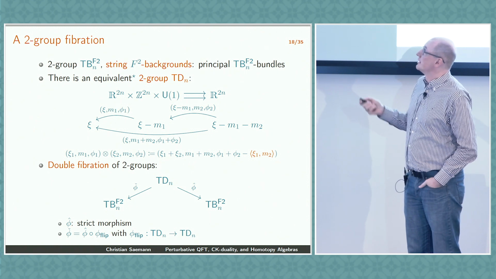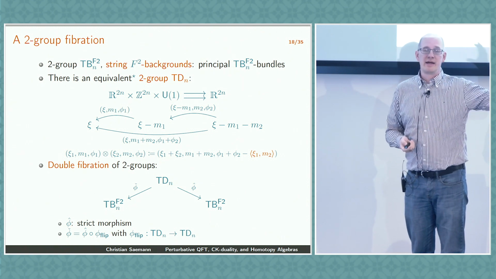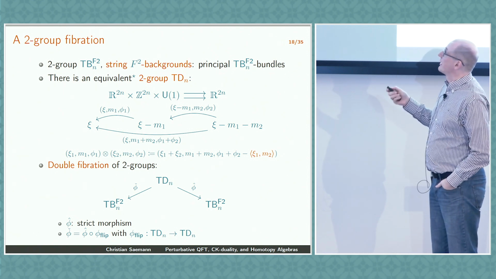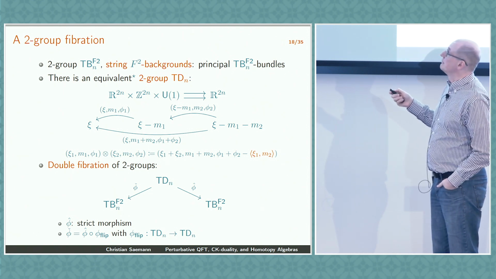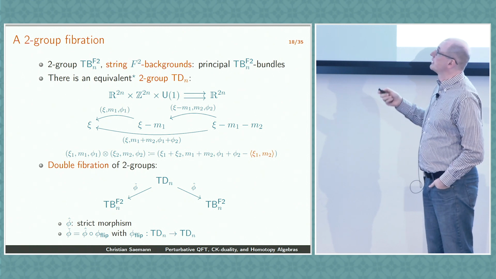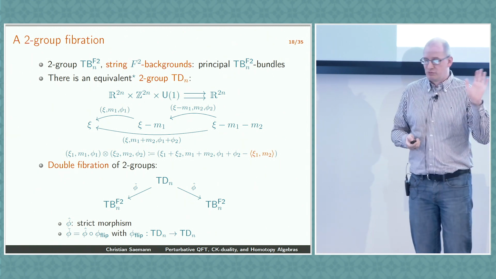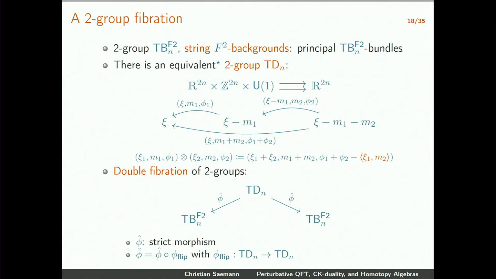bundle, right? So whenever I have a principal torus bundle and I have a gerbe on top of it, topologically I can encode this into a TBNF2 bundle, which is nice. So a principal 2-bundle I have here for each string background. And what TBNF2 is in detail doesn't matter. It will vanish essentially from our discussion immediately. But there's an equivalent, well, at least the topological bundles, 2-bundles that come out of it are equivalent, a 2-group TDN.